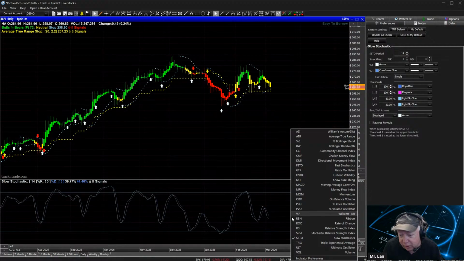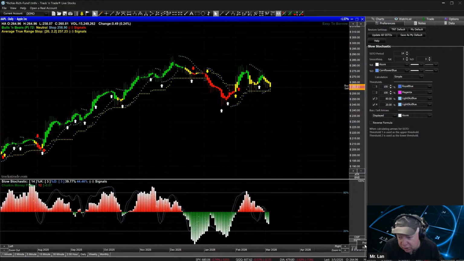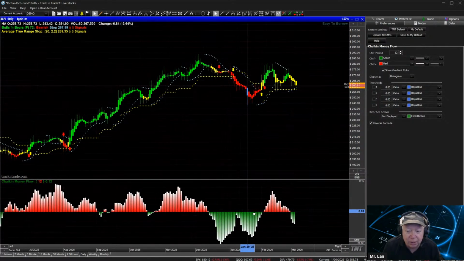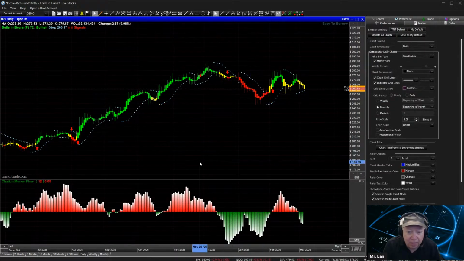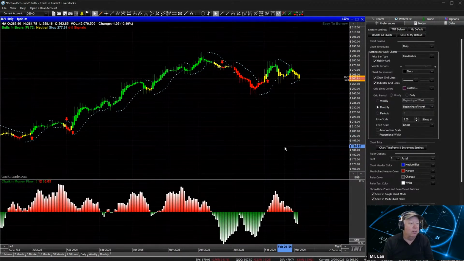All right, so we're going to come in here and we're going to turn on the Chaikin Money Flow, CMF, and we're going to turn off the stochastic. Now you see me use this one all the time because it corresponds almost identical. Let's get rid of the ATR for now. It corresponds very closely with the bulls and bears.